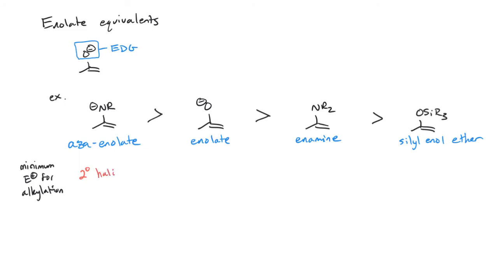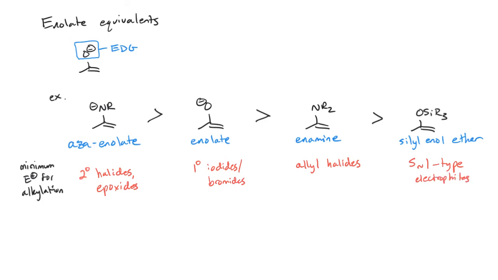So aza enolates, again, the best nucleophile of the bunch here. They're able to do reactions with secondary halides and epoxides. That should make you think about SN2 reactions and how those were probably the harder SN2 reactions to do. Going down to enolates now, we're usually going to need primary iodides or bromides, so primary leaving groups. Once we go down to enamine, we'll need some sort of an activating feature, so kind of the conjugation from the allyl group. When we're looking at silyl enol ethers, we're going to expect even better electrophiles. It's most common to see the silyl enol ethers reacting with SN1 type electrophiles. What that really means is that we're thinking about carbocationic species.